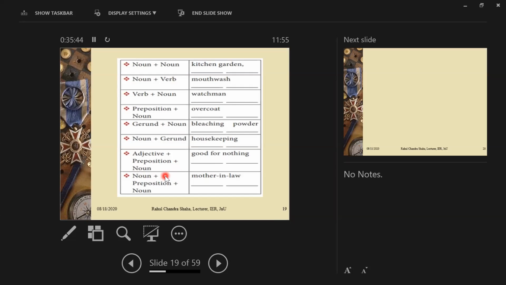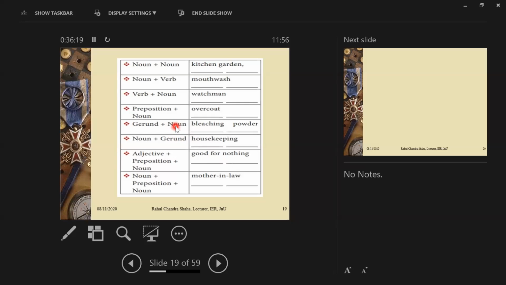And the most difficult collocations are the last two examples: adjective plus preposition plus noun, that is good for nothing, and noun plus preposition plus noun, mother-in-law. These types of collocations are very tough if they come in your exam. In your exam paper there will be a command to give some examples of the mentioned portions, and you have to write according to whatever the question says.